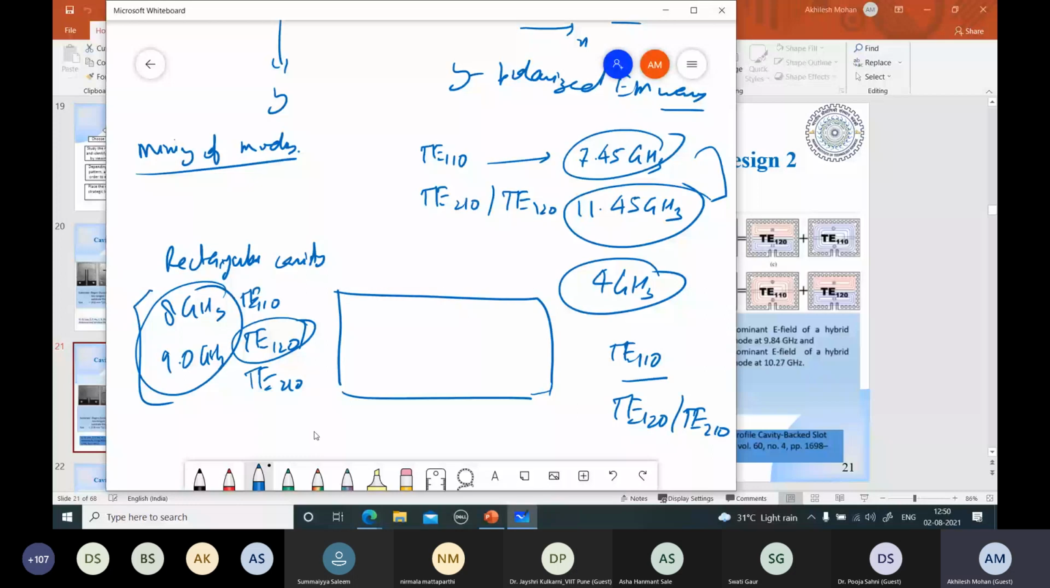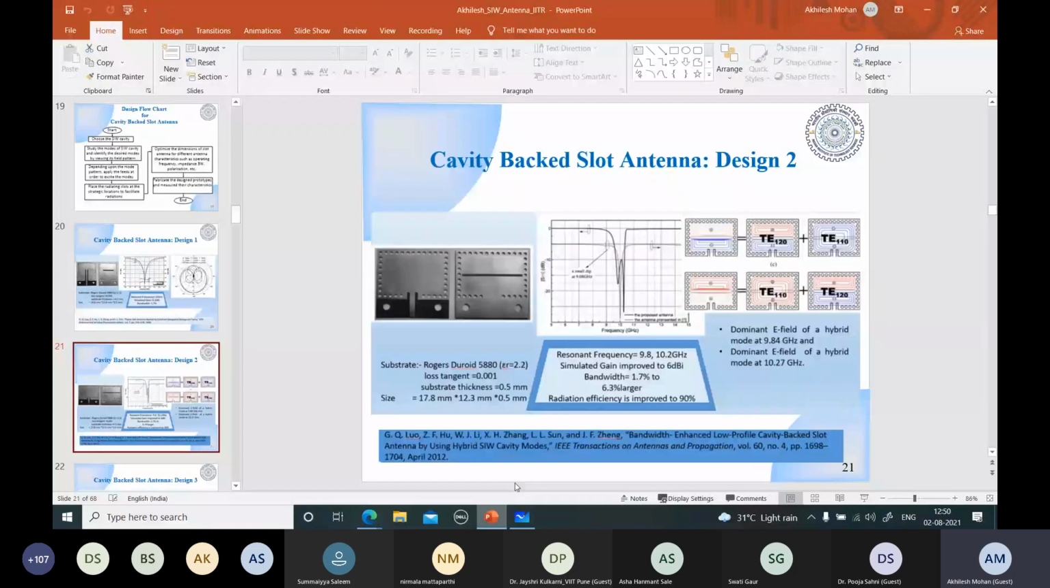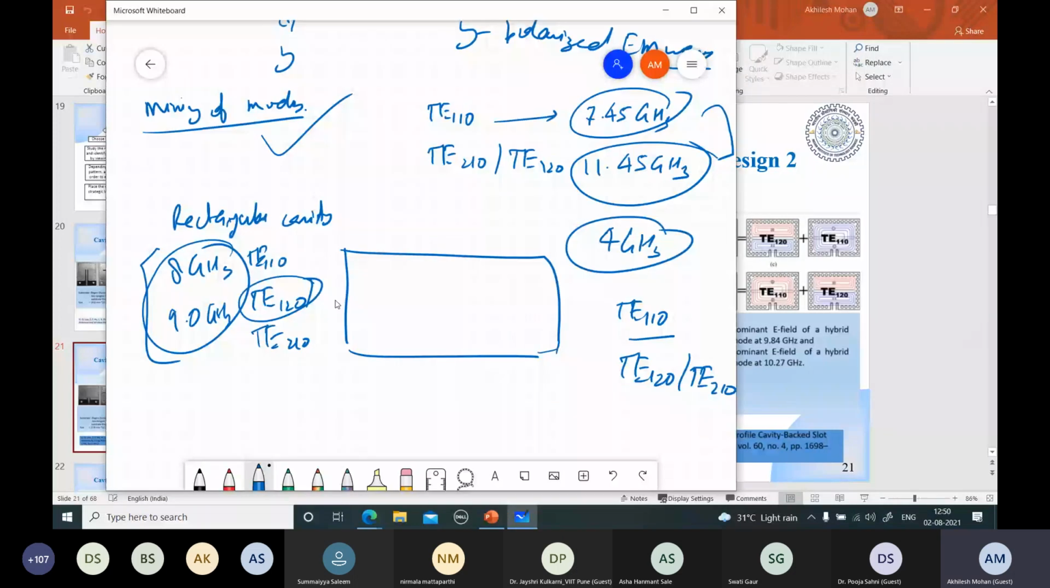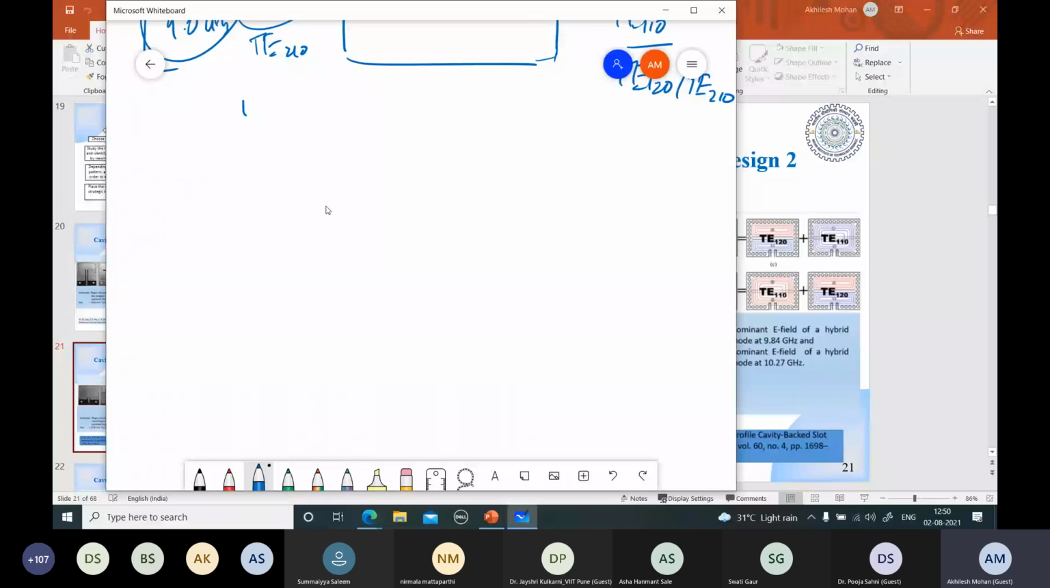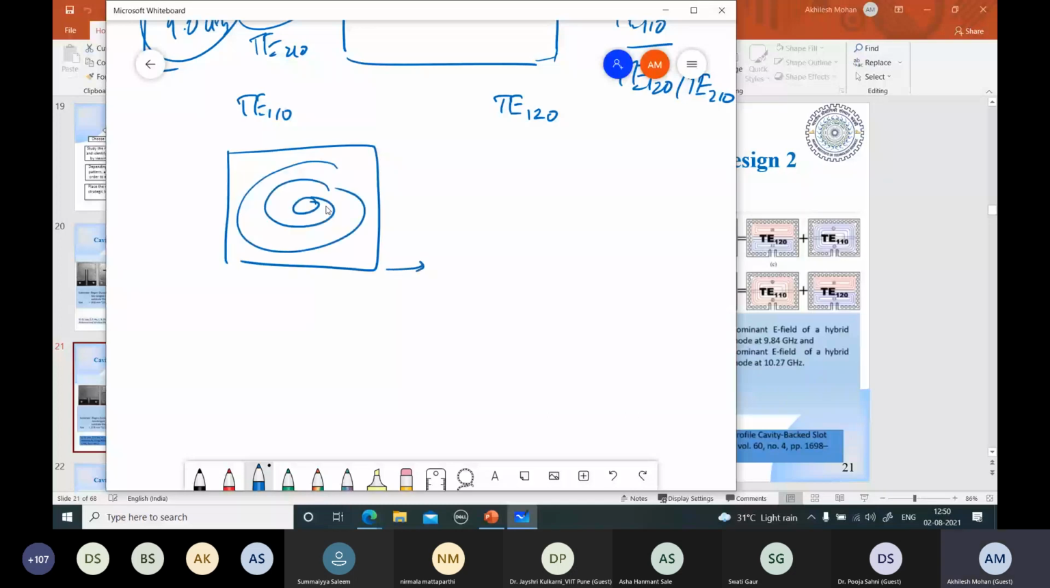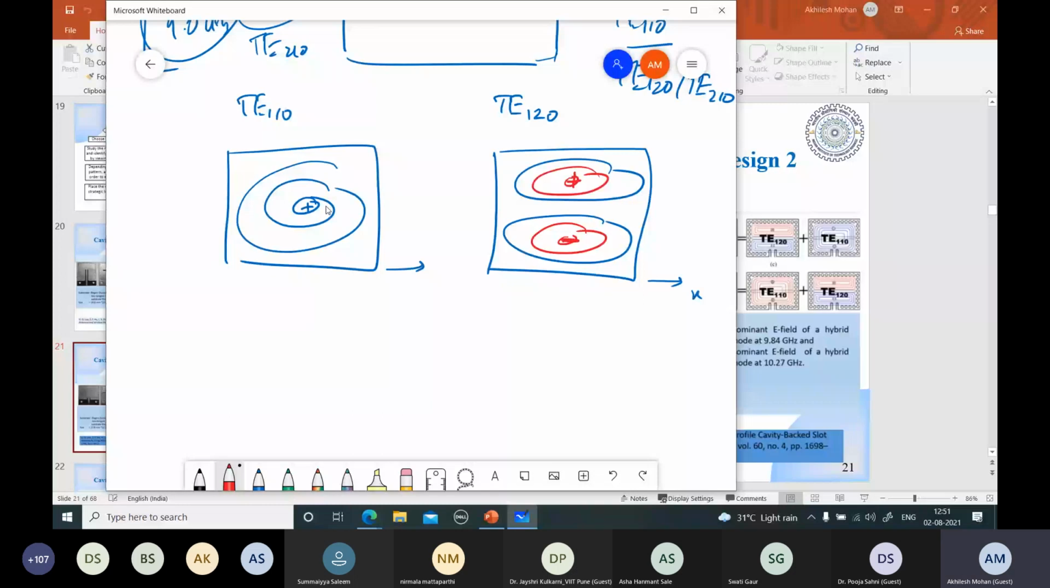Here I will show you how they did it. They have mixed the TE110 mode with the TE120 mode. First, study the fields of the TE110 mode. This is X, we have fields like this. Plus the 120 mode, in the X direction, only one variation, like this. So this will be plus, this will be minus, this will be plus and minus. These frequencies are closer to each other. Let's say 8 and 9. I'm giving you just some values, maybe some different values will be there, but they are closer to each other if you choose the rectangular cavity.